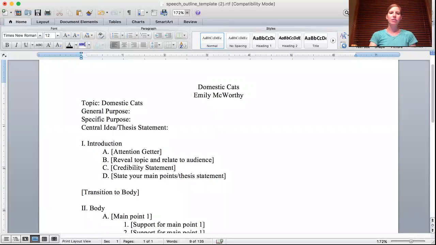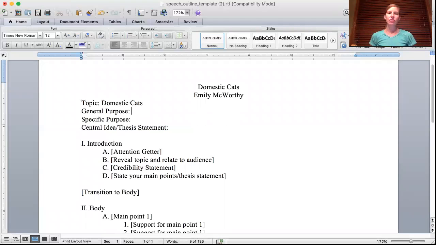Now, general purpose. If you remember from the readings, the general purpose is either to entertain, to inform, or to persuade. So in this class, you'll be doing three speeches. You'll be doing a persuasive speech, last, an informative speech, and a self-introduction speech. So ideally, you kind of have one for each.